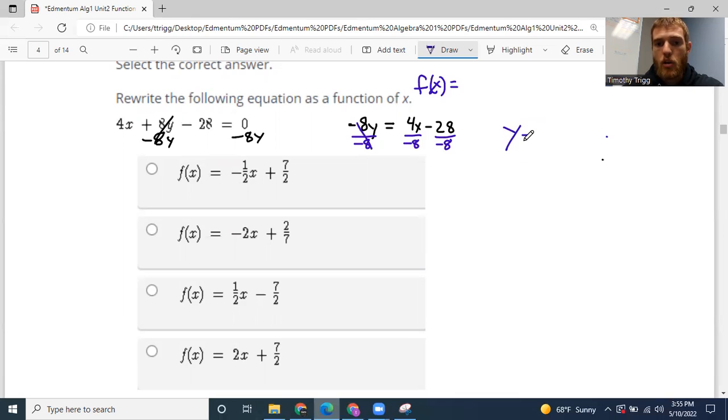So y equals, now I've got 4 over negative 8. Well, that's going to be a negative because a positive divided by a negative is negative. Now, 4/8 I could reduce to 1/2. So it'll be 1/2 x. And then this negative 28 over negative 8. Negative divided by negative is positive. And I could reduce this fraction as well, reducing it by 4, giving me 7 over 2. So negative 1/2 x plus 7/2.